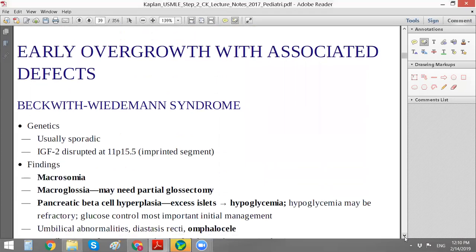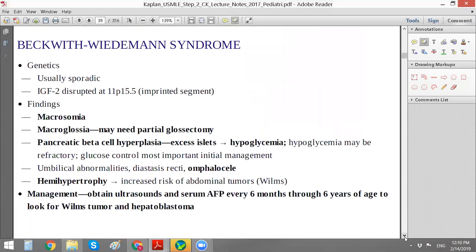Early overgrowth with associated defects: Beckwith-Wiedemann syndrome. Genetics usually sporadic. It's everything is hypertrophy. Macrosomia, macroglossia may need partial glossectomy. Pancreatic beta cell hyperplasia, excess islets, hypoglycemia. Hypoglycemia may be refractory. Glucose control is the most important initial management.